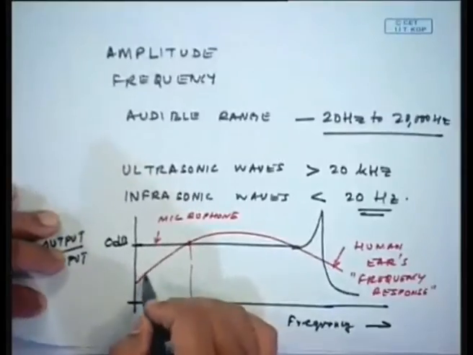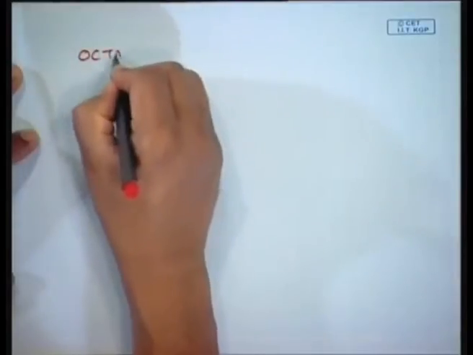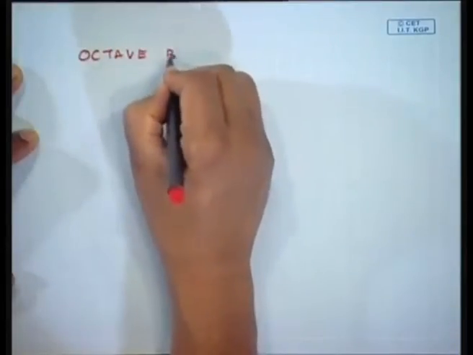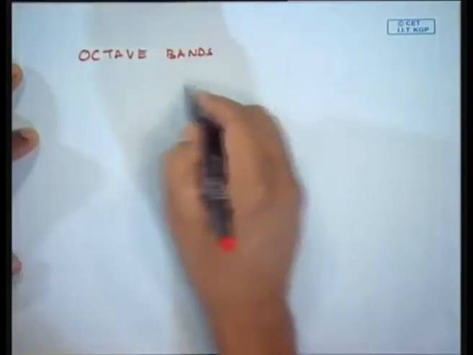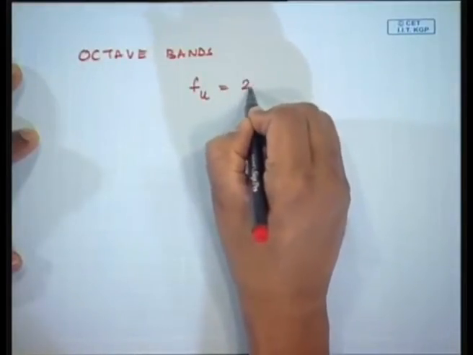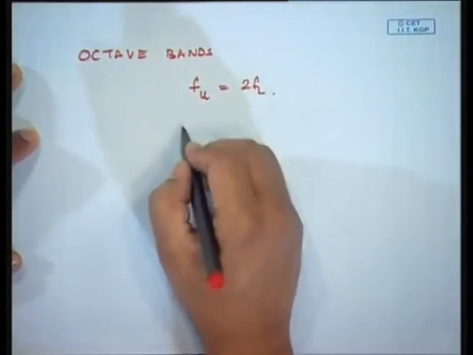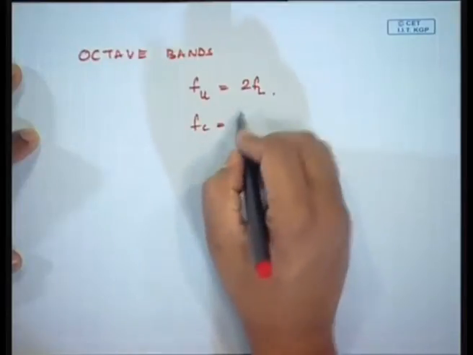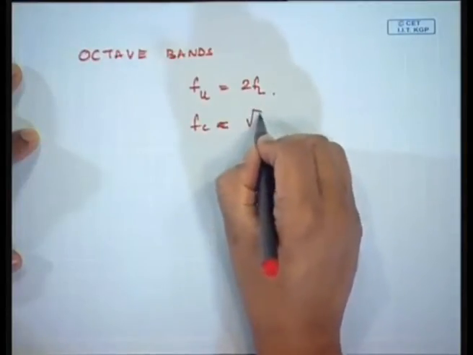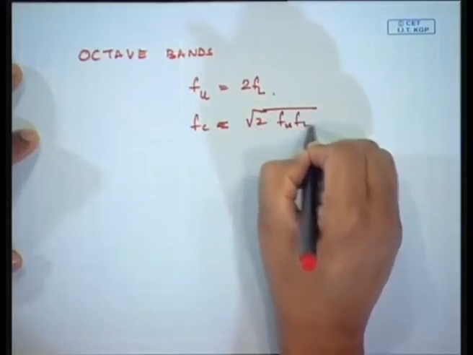And these bands, this could be divided into octave bands. Okay, you know what octave bands are? Octave bands are those frequency bands where the F upper is nothing but twice the F lower. Okay, and the center frequency is √2 times F lower.